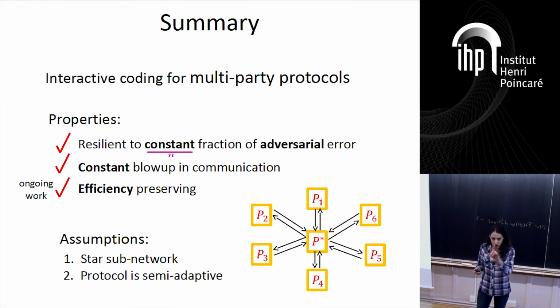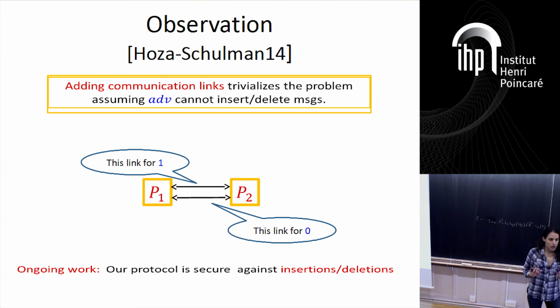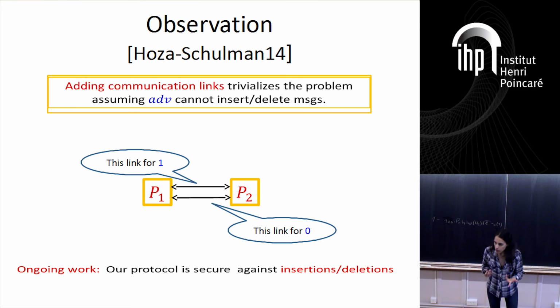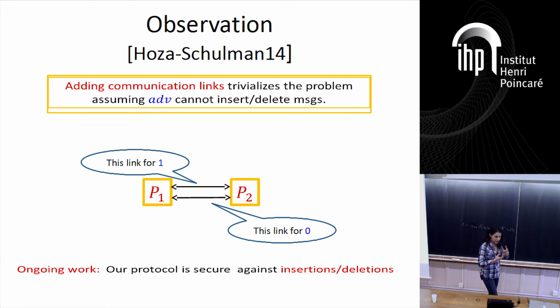Now, before I end, I want to go back to your question, and this is an important one. Now that people can talk, one can say maybe silence is information, and the adversary can't corrupt silence, so that's a bit of a problem. In our review, we got a very interesting comment by Hoza and Schulman, who phrased this concern a different way. They said: you have so many links between your n parties, why don't you use links to communicate securely?